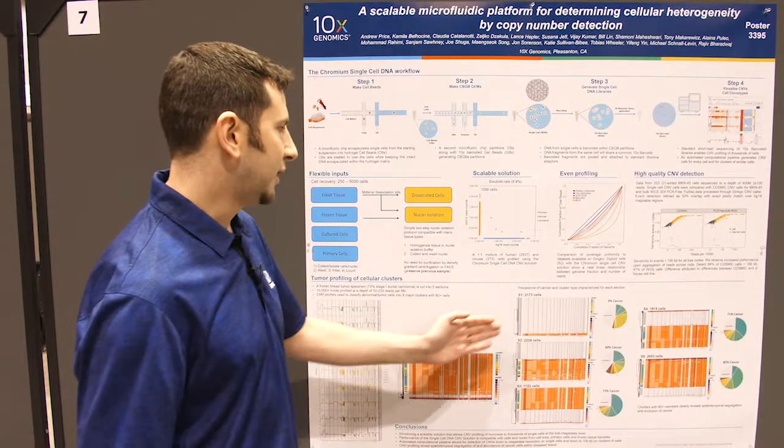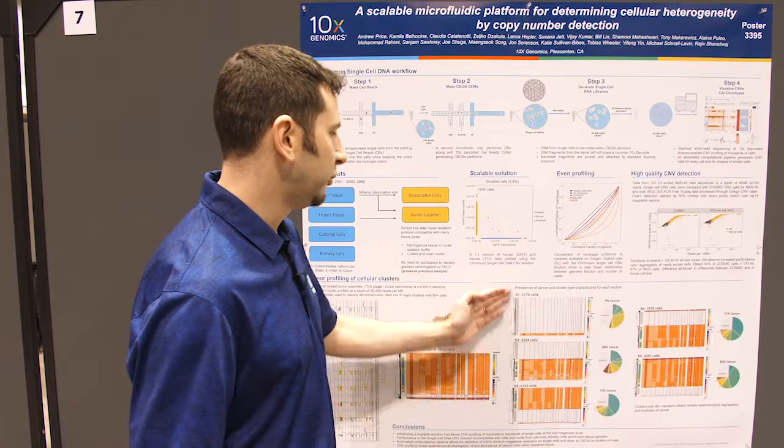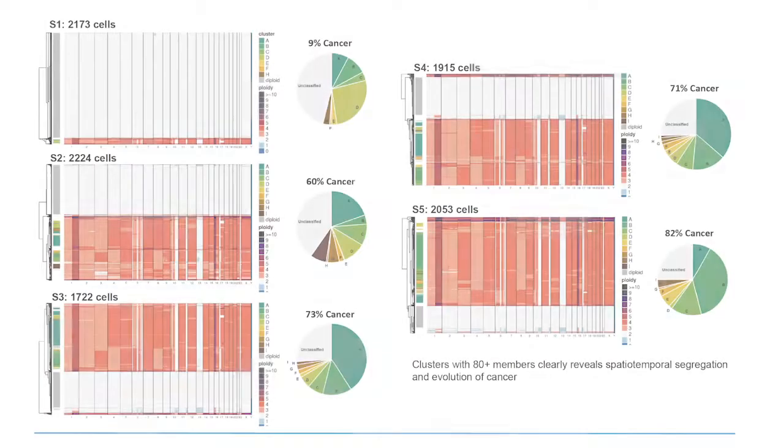As we can see, looking at each individual section, 1 through 5, each section varied not only in the amount of cancer cells that were detected, from 9% in one section to over 82% in another, but what becomes clear, if you look at the heterogeneity in the clonal structure, is that the amounts of each clone varied tremendously.